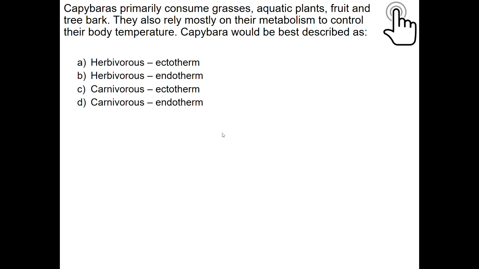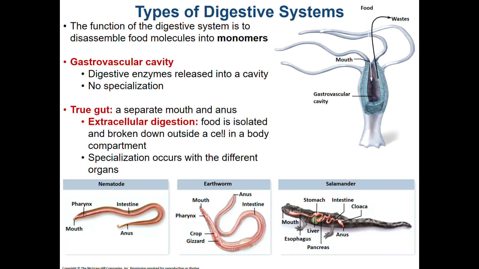Now that we've talked about different feeding strategies and about jaws and teeth, we're going to switch gears and talk about digestive systems and how they actually work. The purpose of the digestive system is to disassemble food molecules into monomers, so into small molecules that can actually be used in ATP production. There are 2 main types of general digestive systems.